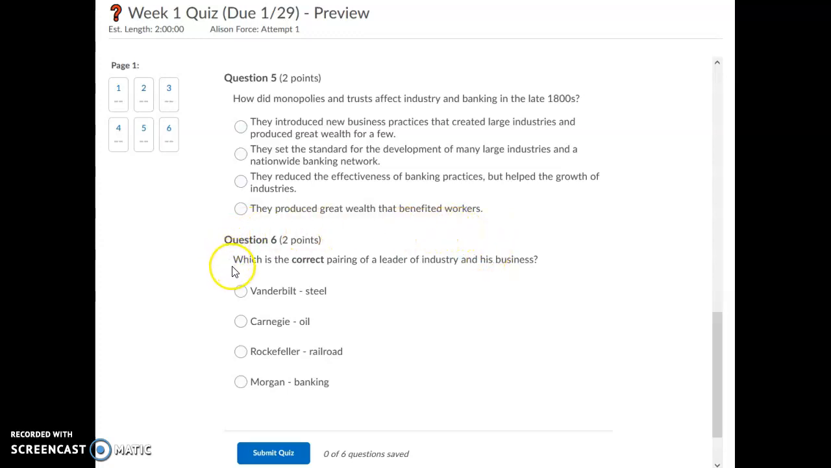Question number 6. Which is the correct pairing of a leader of industry with his business? Vanderbilt and steel, Carnegie and oil, Rockefeller and the railroad, Morgan and banking.